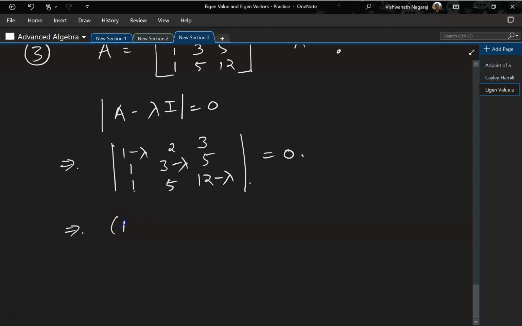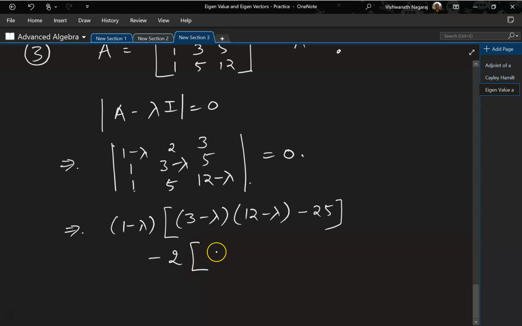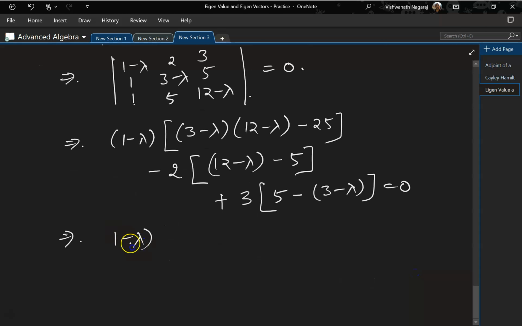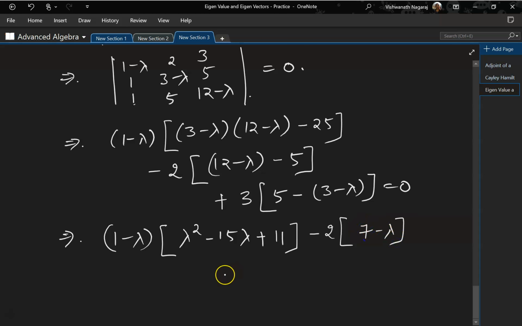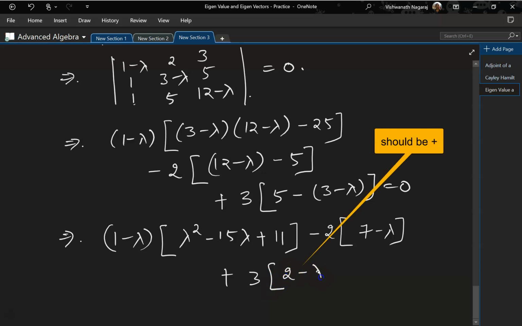Which implies 1 minus lambda times 3 minus lambda times 12 minus lambda minus 5 times 5, that is 25. Minus 2 times 1 times 12 minus lambda and minus 1 times 5, that is 5. And finally, plus 3 times 1 times 5 is 5 minus 1 times 3 minus lambda equal to 0. So now 1 minus lambda, this gives us lambda square minus 15 lambda plus 11. Then minus 2 times 12 minus 5 is 7 minus lambda, plus 3 times 5 minus 3 is 2 minus lambda equal to 0.